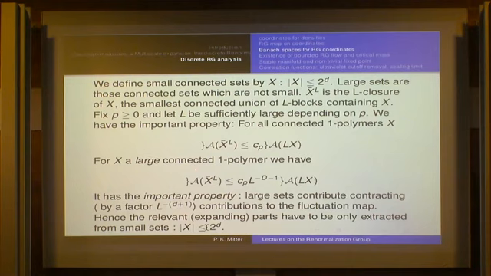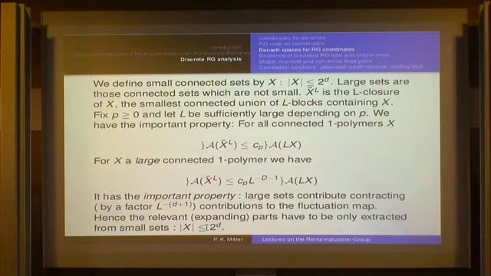But if X is large, if it's a connected polymer, one polymer which is bigger than 2 to the D in size, then we have L to the, it should be 2 to the capital D probably, minus D minus 1. This is a contraction factor there. And in estimates, this is because I'll be doing reblocking, and this would turn up.